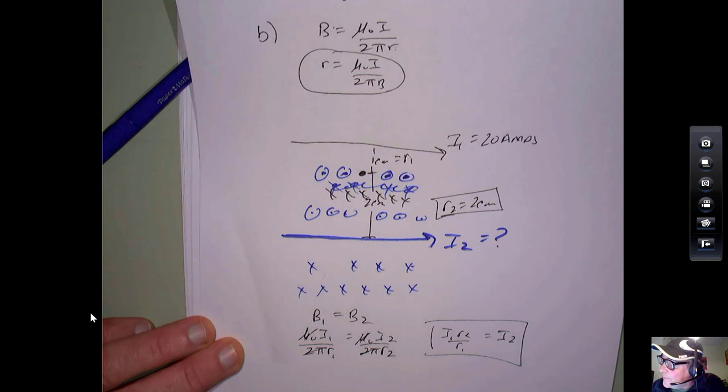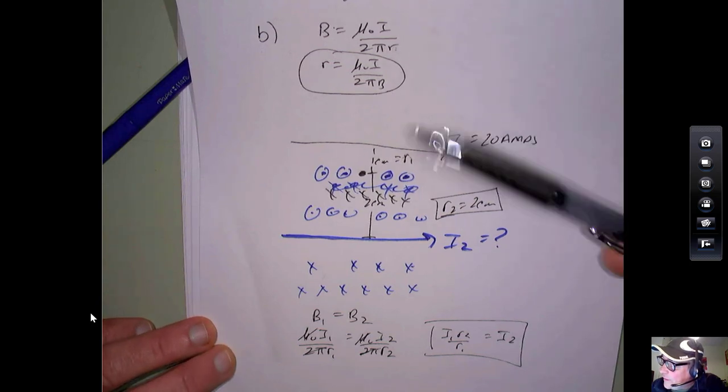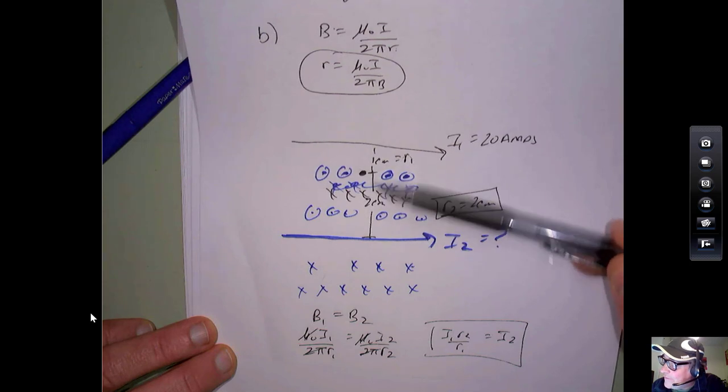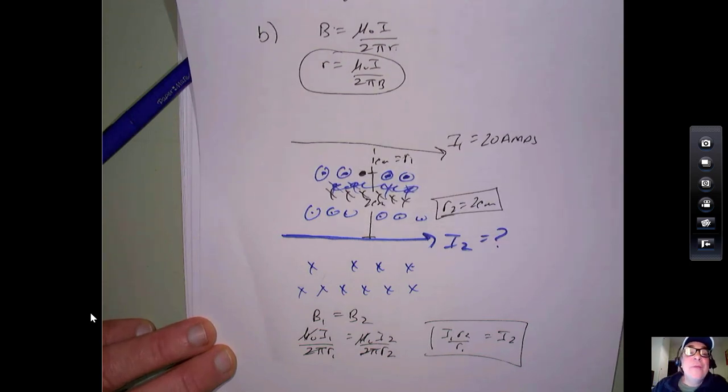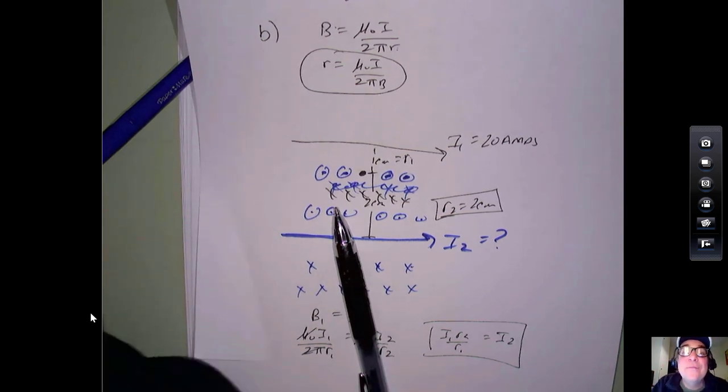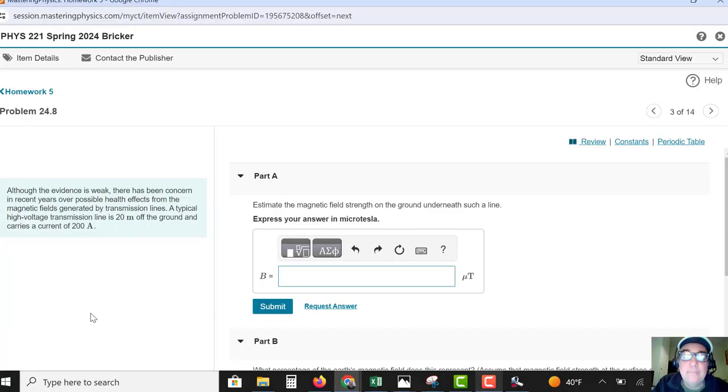And that makes sense. If you've got 20 amps really close, you're going to have a lot more amps when you're farther away to have the same magnitude of magnetic field. Okay? So get the number for that and then take a look at it, and I think it'll make a lot of sense to you. Let's look at the next one.